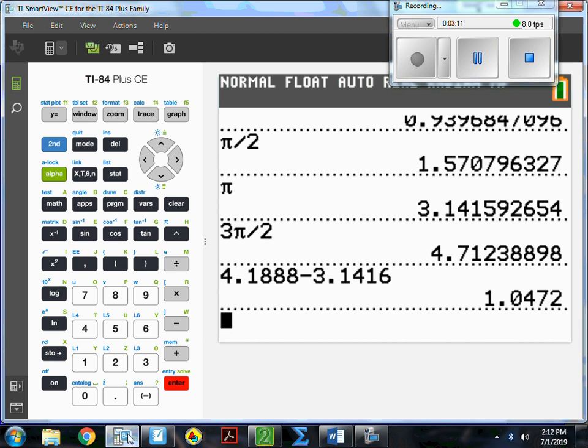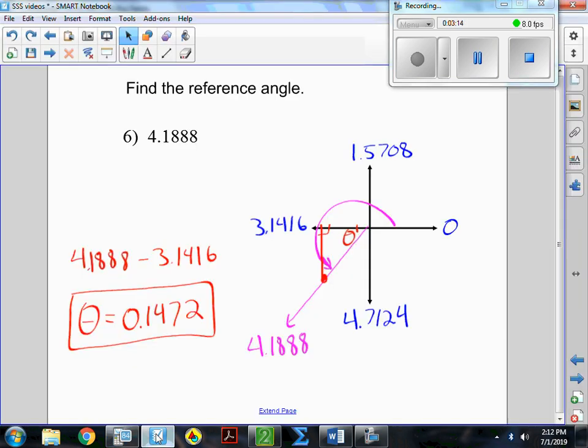That's what I thought. 0.14 didn't make sense. It's 1.0472. 0.1 would be a very small radian. At least 1 is about a third of what you're looking for, as 0 to pi is about 3. So this 4.1888 radian angle in pink corresponds to a 1.047 radian reference angle in quadrant 1.